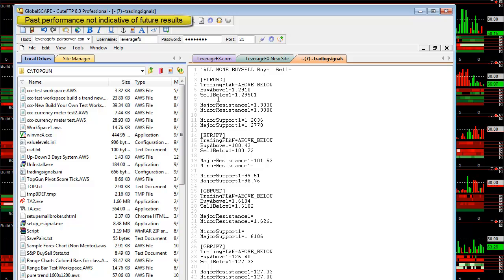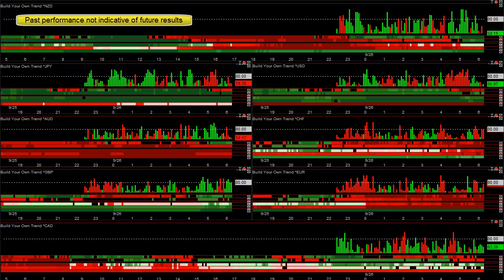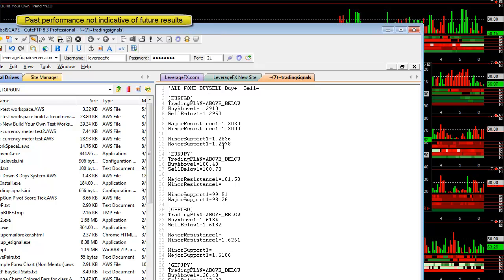But you can see last night that the euro dollar, I really only wanted to buy above 1.2910. I only wanted to sell below 1.2950, and I just added this one here to resave it. And you can see with the euro dollar, basically buy above 29.10. Price never got above 29.10, so we would not be looking for buys today.